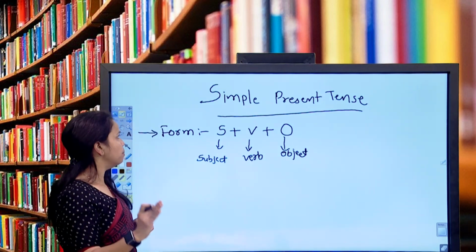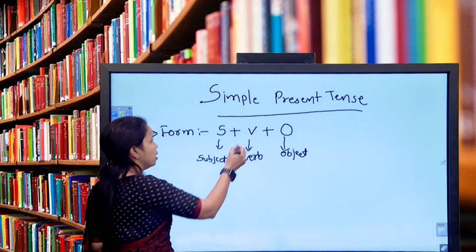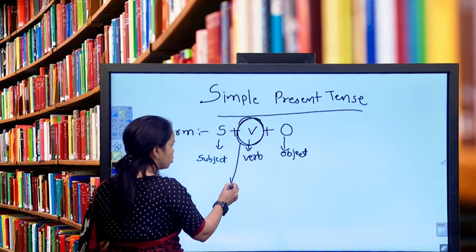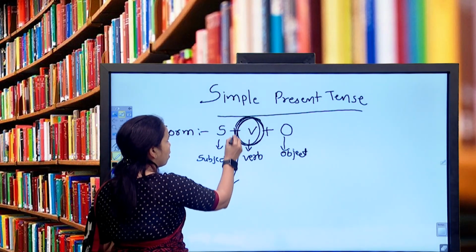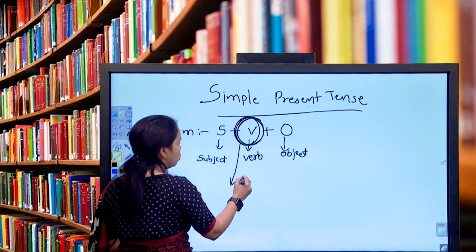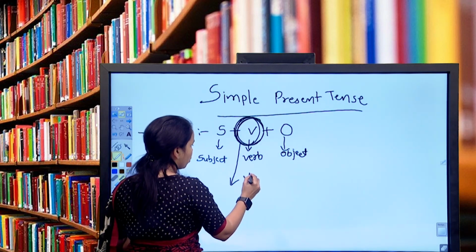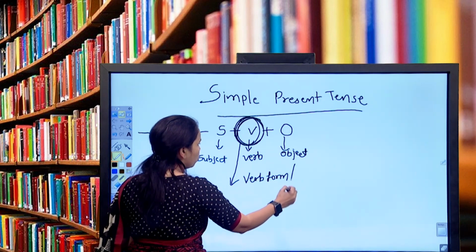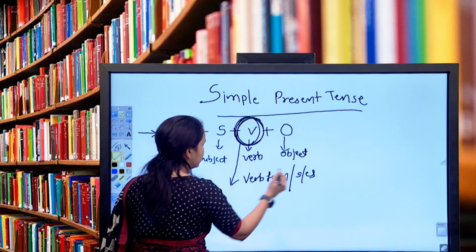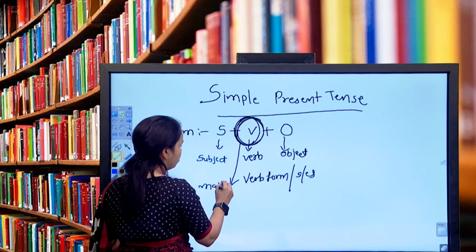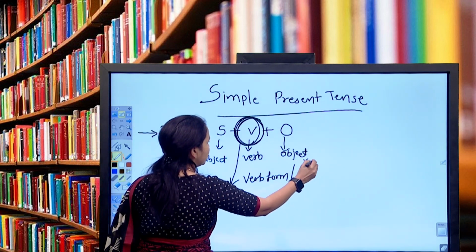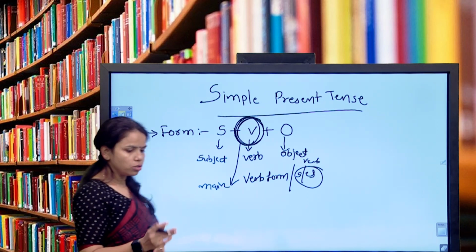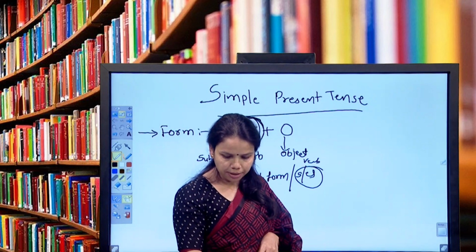Now in the simple present tense, what do we have to focus on mainly? The verb. In any tense we have to focus on the verb, and in the simple present tense we have to put the main verb form, the verb form with S or ES, right. What does it mean? I will give you two examples so you can identify it easily.